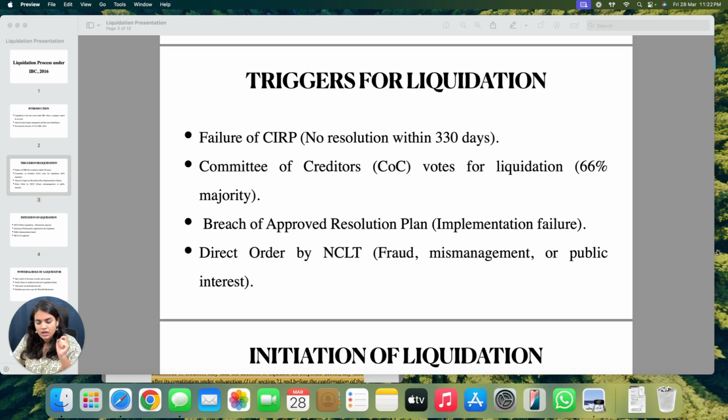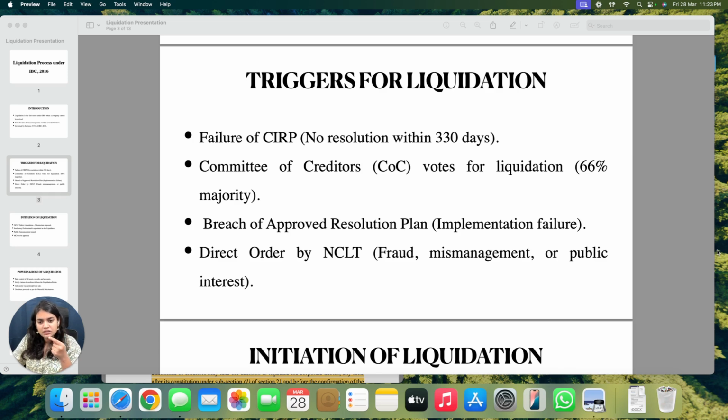Or if the resolution plan does not meet the criteria stipulated in section 31, if it does not meet the essential criteria and does not contain all the mandatory contents of a resolution plan, then such resolution plan also may be rejected and liquidation may be approved for the corporate debtor.